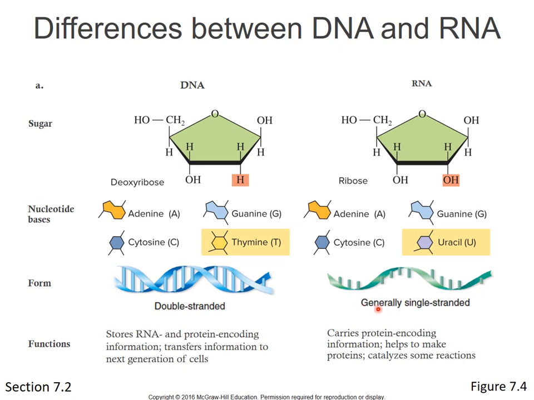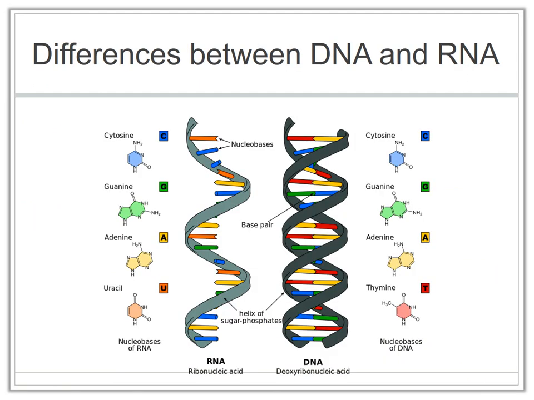Now it says, generally, there are some examples out there of double-stranded RNA. Most of those that I know of are found in different types of viruses. But most RNA examples are single-stranded. Looking a little closer at the nucleotides, found on the right and the left, and in the center, the DNA double helix molecule and the single-stranded RNA molecule.